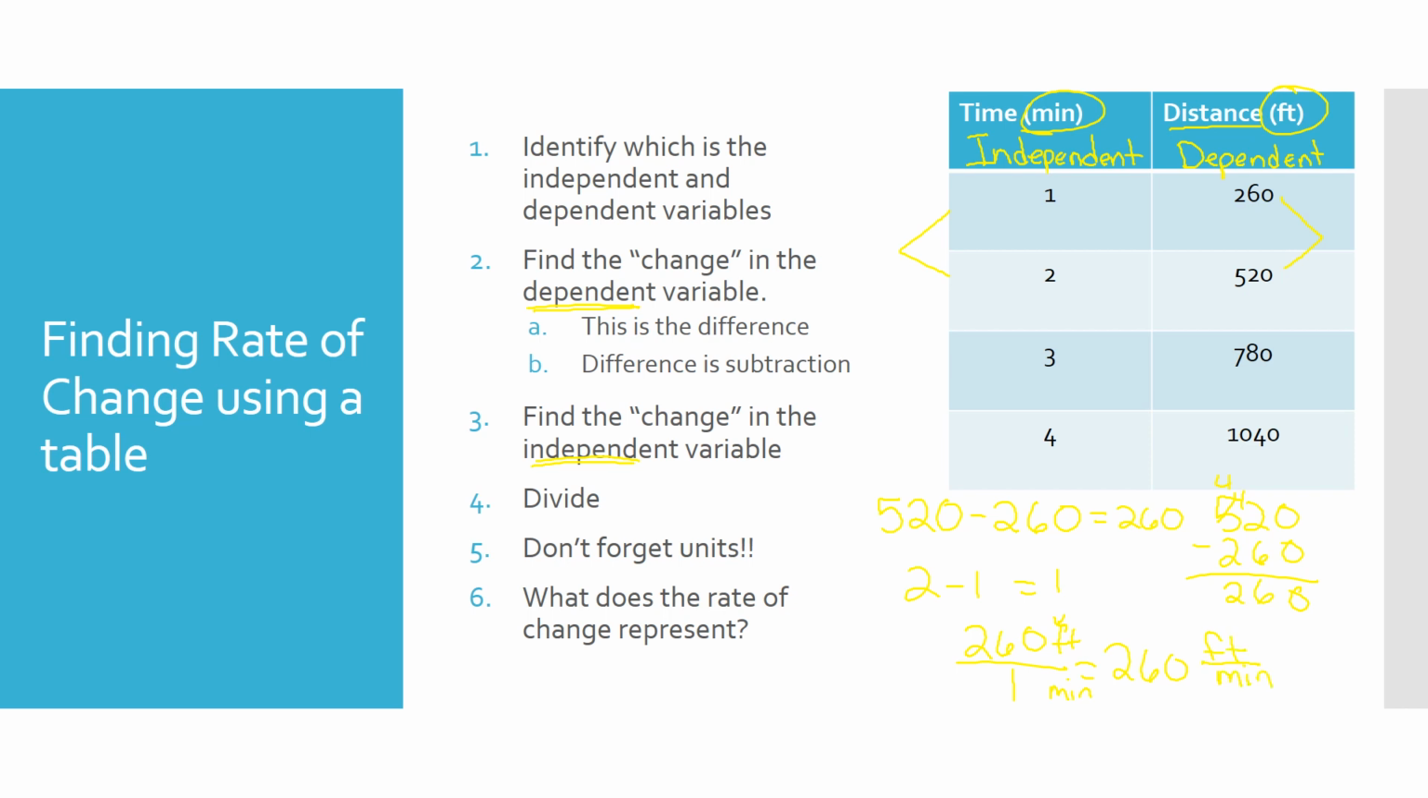So now it's asking us, what does the rate of change represent? It represents that for every minute, there's an increase in 260 feet. So usually there'll be some sort of story problem that goes along with this to identify what we're talking about here. Okay, let's go ahead and look at another example of this.